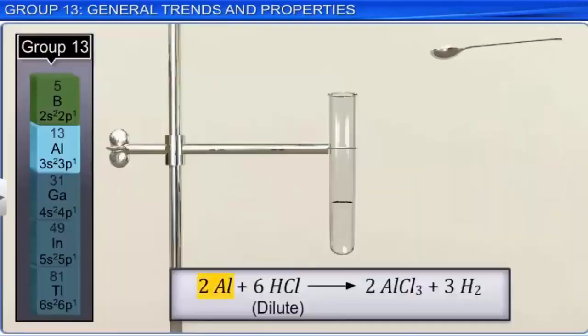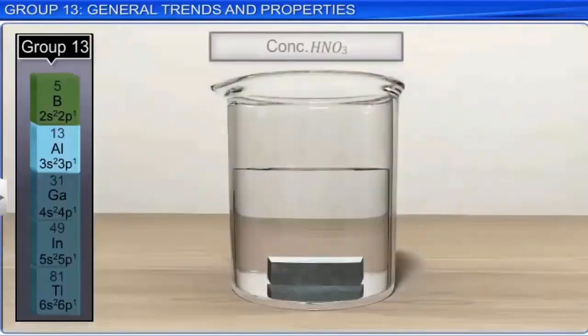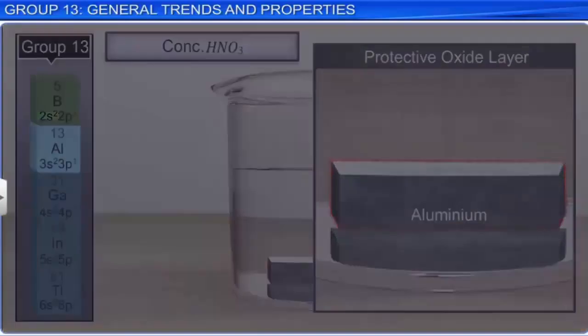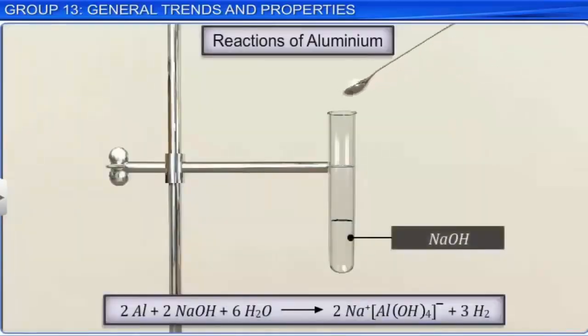Aluminium reacts with dilute hydrochloric acid in a single replacement reaction, as shown here. Hydrogen gas bubbles out of the mixture. In the presence of concentrated nitric acid, aluminium forms a protective oxide layer on its outer surface, preventing further reaction. In the presence of hydroxides, aluminium reacts to form complex ions and release hydrogen gas.